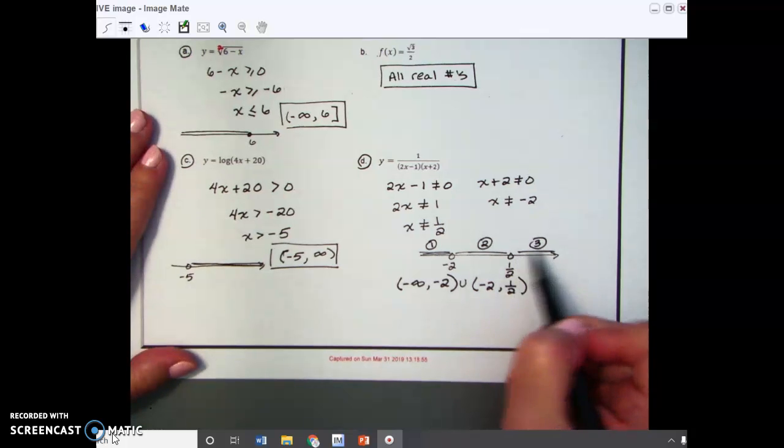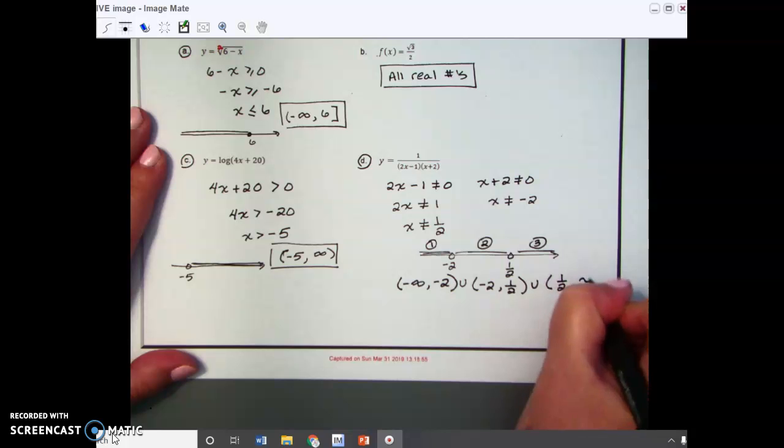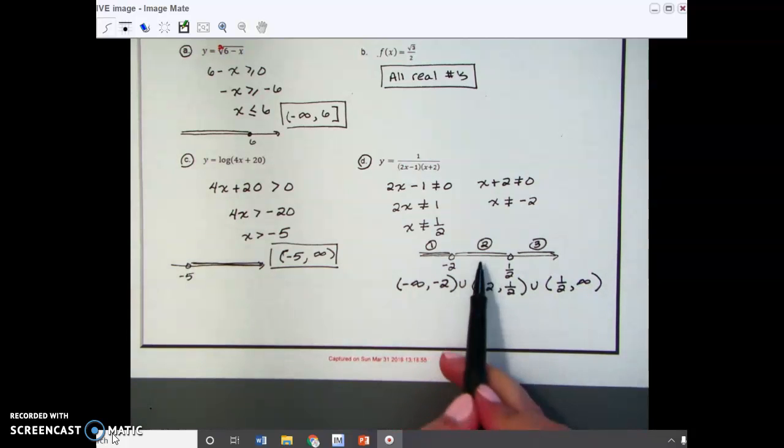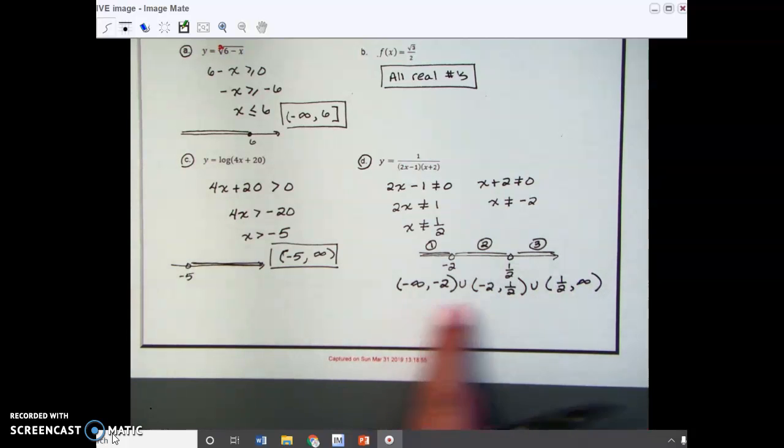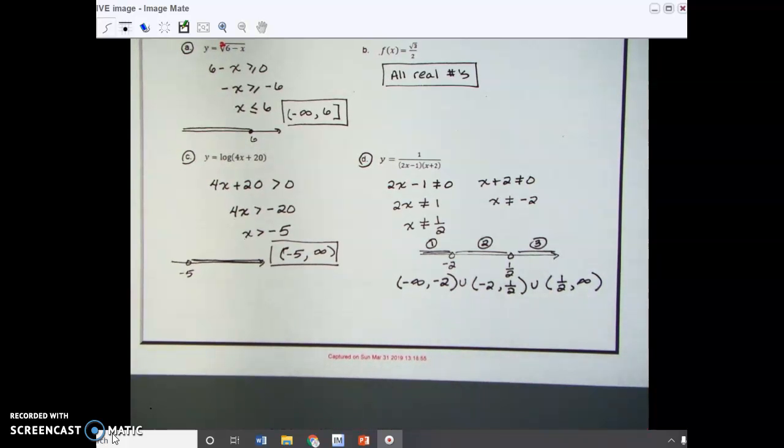And then 1/2 on is going to be the rest of it. So 1/2 to infinity. So I took the three pieces that my domain got split into and turned them into intervals, and the union of the three creates the domain of the entire function. So those are all of the common errors that we saw last year.